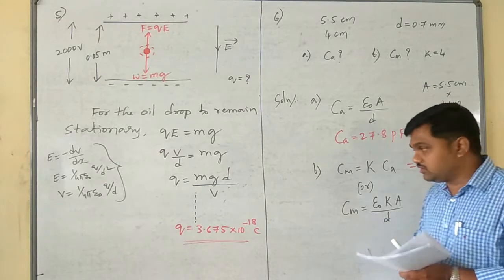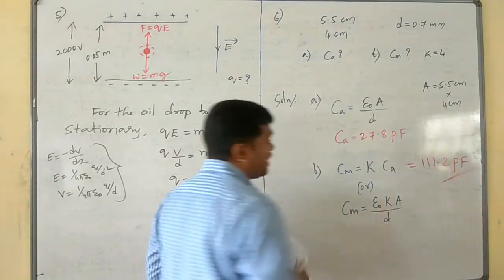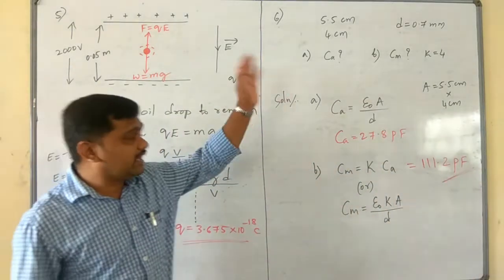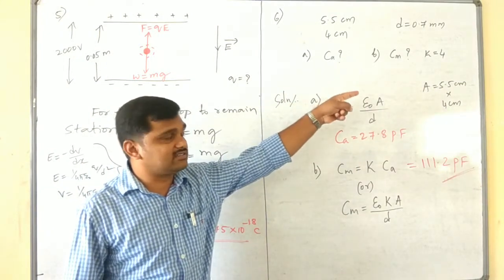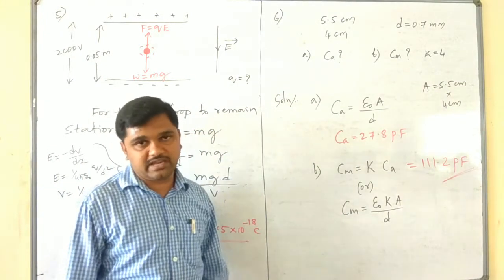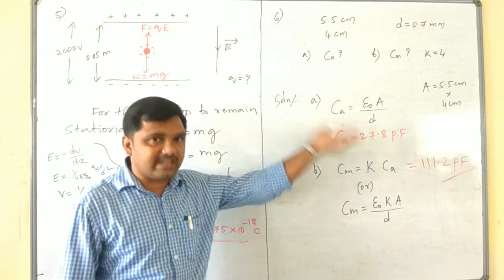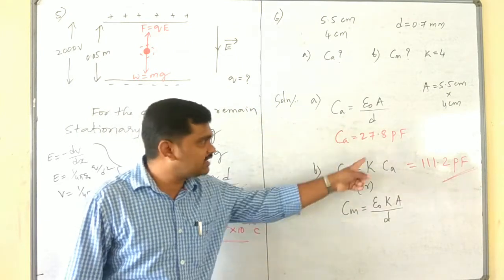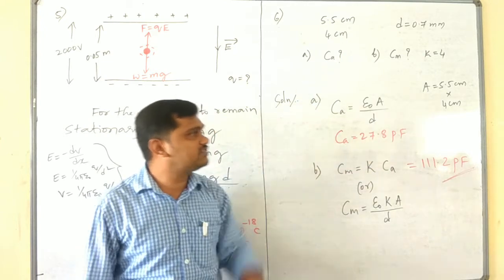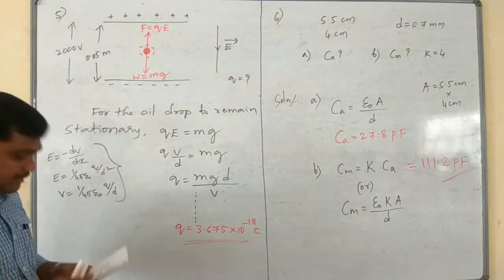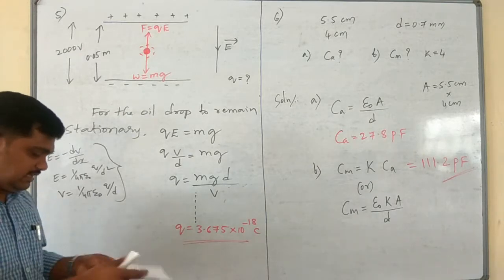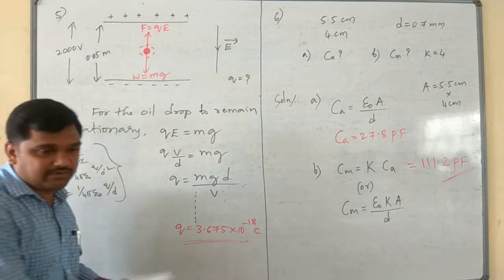So this is the capacitance of the parallel plate capacitor when the air is replaced by a dielectric medium having constant 4. If the dielectric constant were 10, for example, it would be 10 times more, 278 picofarad. Okay, next, question number 7.